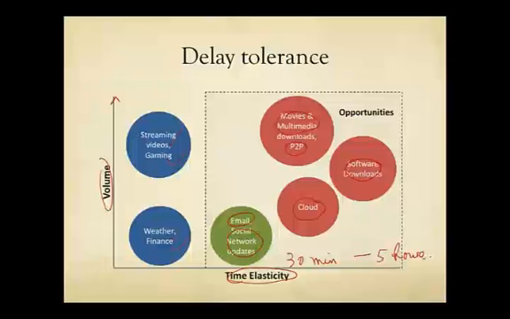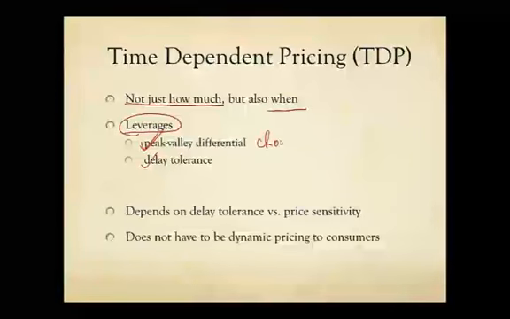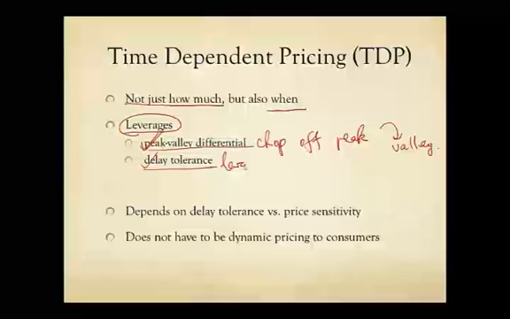At this point, we just realize that there is indeed an opportunity because you have a big peak-valley differential, and therefore you have incentive to chop off some of the peak and dump that into some of the valley hours. At the same time, you've got some applications, not all of them, that are delay tolerant over quite a large dynamic range of delay tolerance.